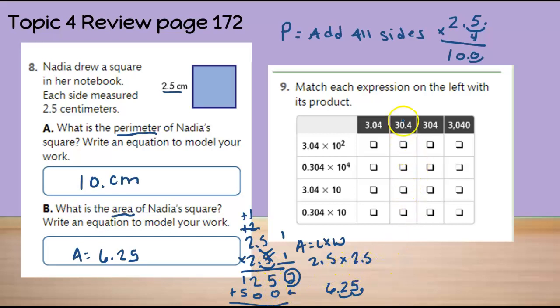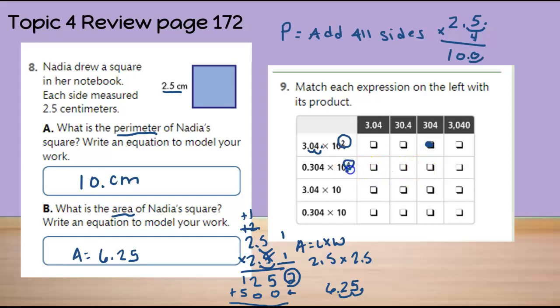All right, let's look at number 9. Once again, we've got these boxes. Match each expression on the left with its product. So we're multiplying by powers of 10 here. 10 to the power of 2, that exponent 2, tells us we're going to move our decimal once, twice to the right. Oops, I messed up. So I have 304. Which one matches 304? This one does.